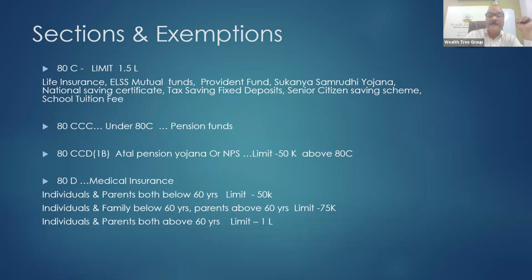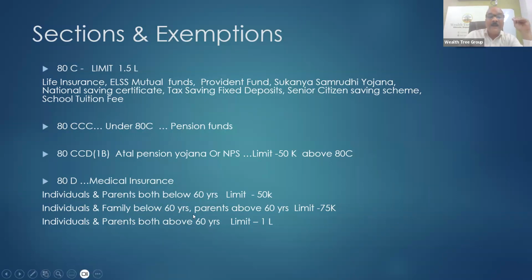And the next one is 80D. It is basically a medical insurance policy where you can claim under 80D. Apart from 80C and 80CCD, you can also claim 80D. Suppose, for example, for individuals and parents both below 60 years, the limit is 50,000. So suppose you are paying around 50,000 rupees every year for your health insurance policy, you can claim that under 80D. That means you can get another 50,000 deduction in 80D.